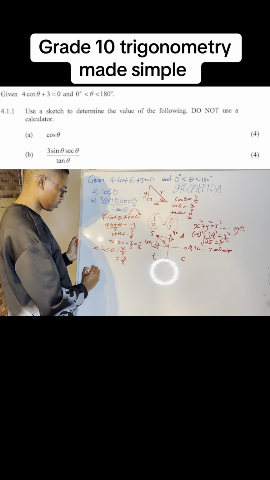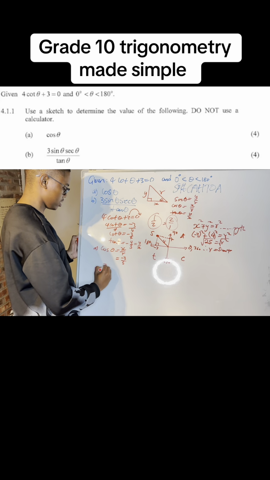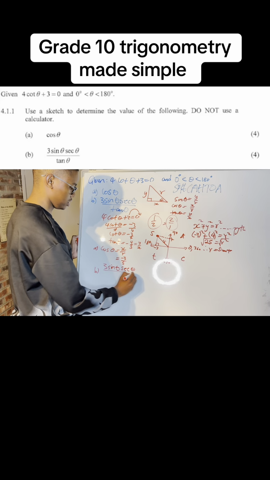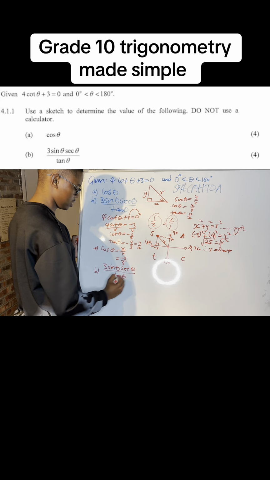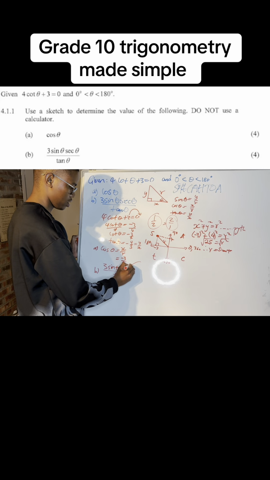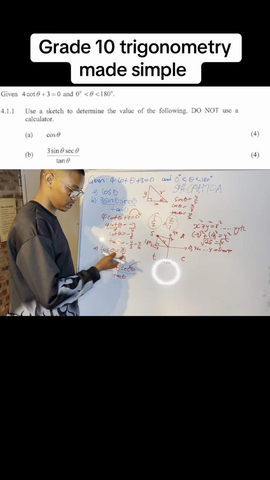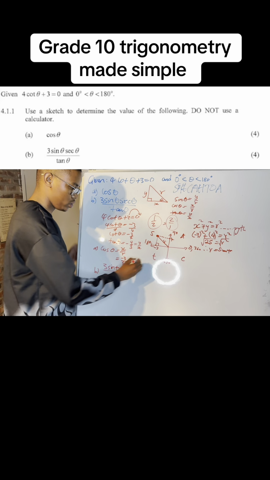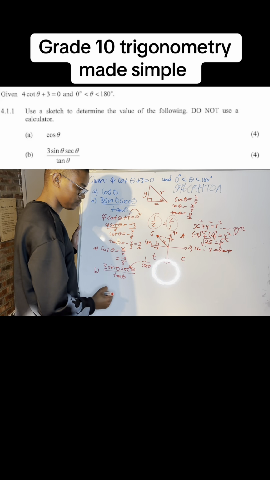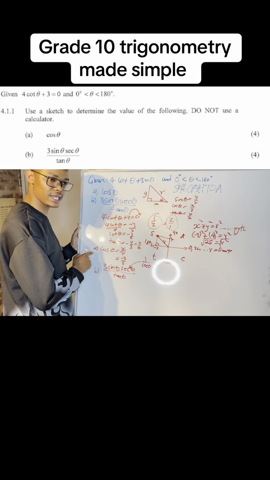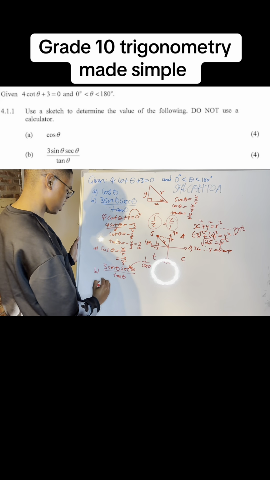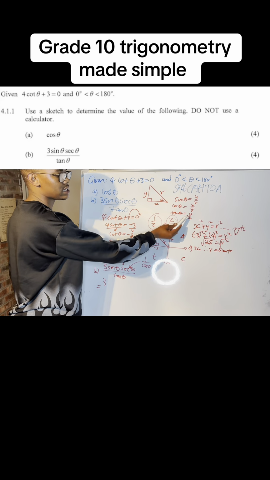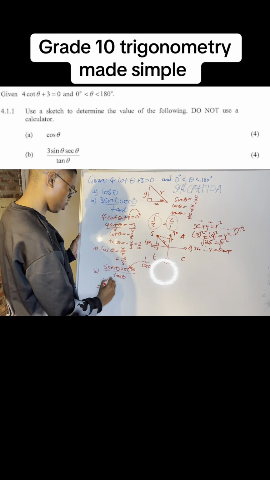Now I'll go on and solve the second one. Second one is looking for 3 sine theta secant theta divided by your tangent theta. Now the problem is here. Do you still remember what secant is? Secant is the reciprocal of cos, which is 1 over cos theta. And we said cos theta is this thing right here. Then we go ahead and say 3, this is going to be equal to 3 sine theta. Sine theta is y over r. Therefore, it's y over r.